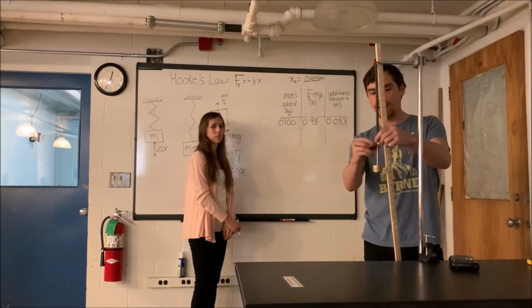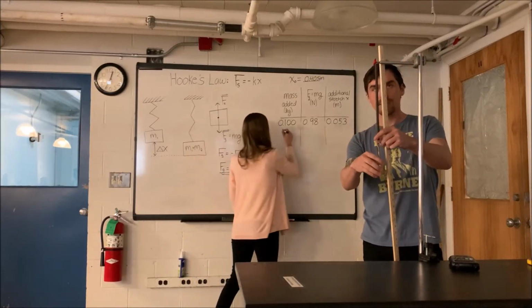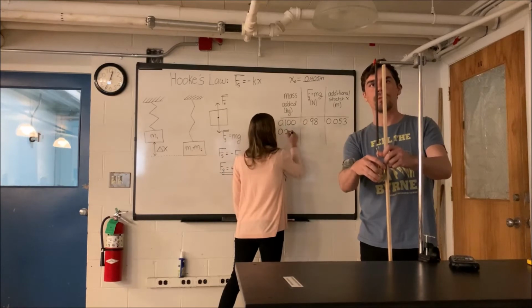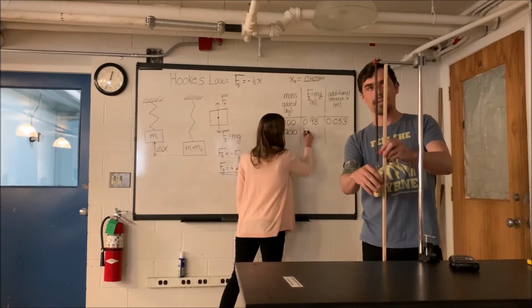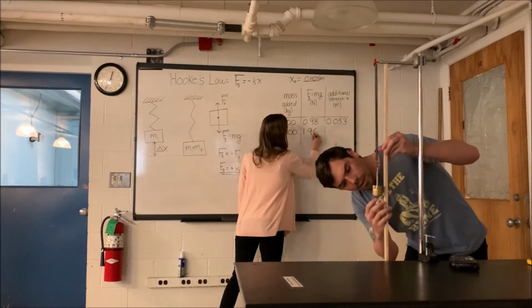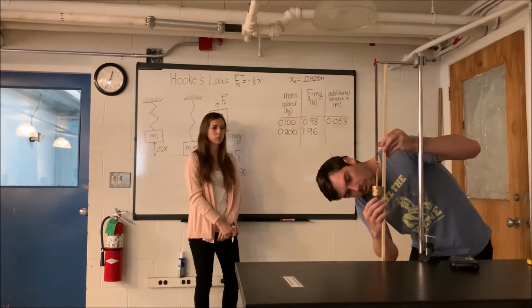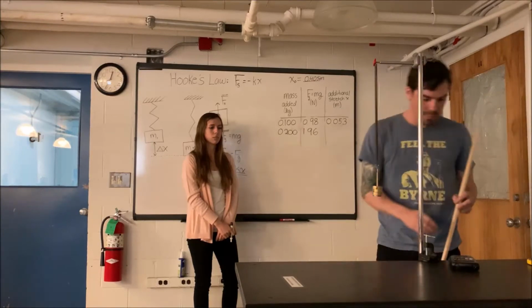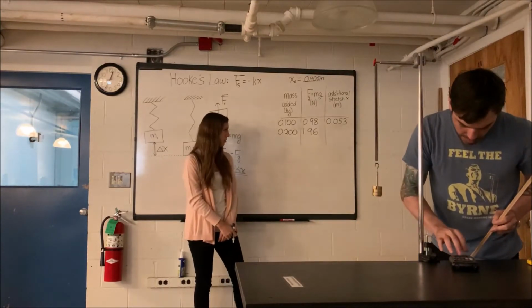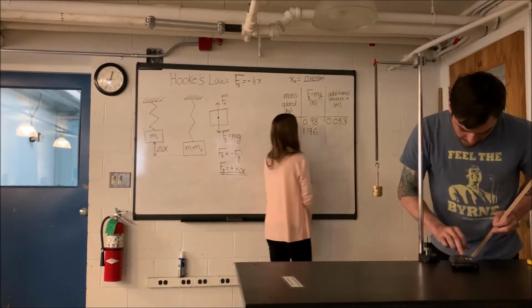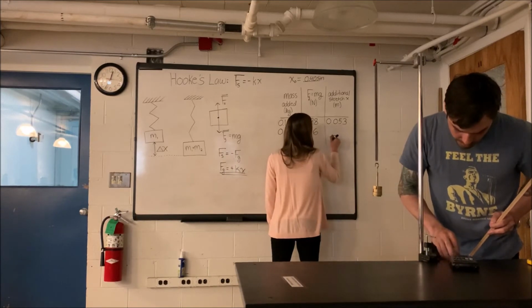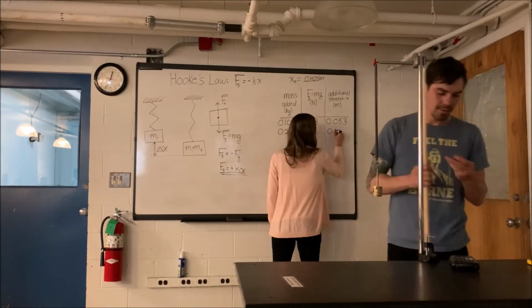So I'm going to add another 100 grams. So now we have a total of 200 grams, or 1.96 newtons. And now the length is 51.8. So 51.8 minus the initial is 11.3 centimeters.